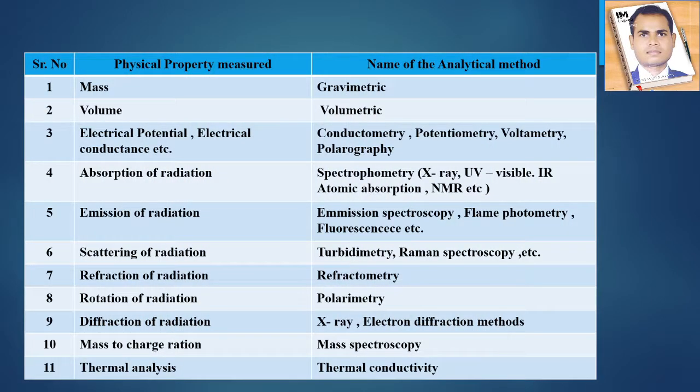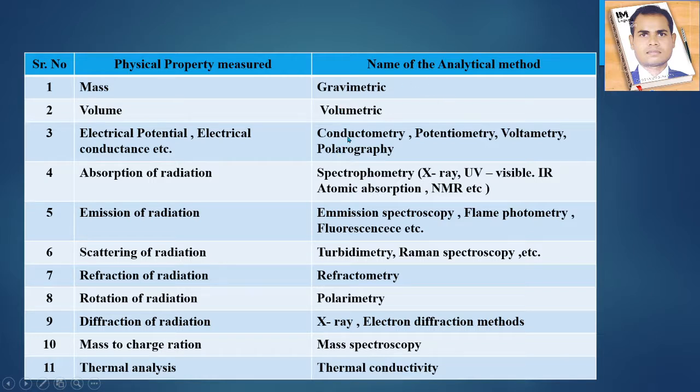Now we have to see some analytical methods. By using these analytical methods, we can measure some physical properties, and they are all given in this table. You can see the first one is the gravimetric method. By the gravimetric method, we can measure the mass of a specific element. By volumetric methods, we can measure the volume. These are the physical properties measured in these analytical methods.